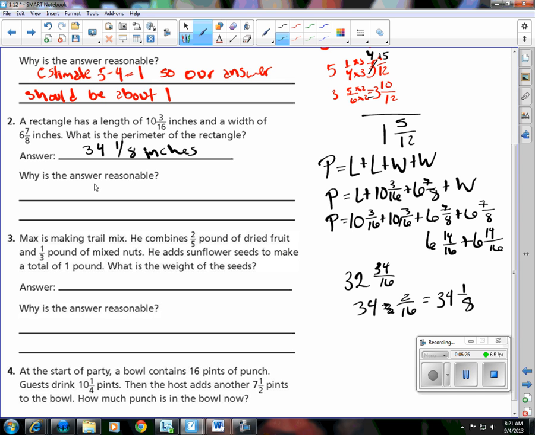Is my answer reasonable? If I estimated and I said 10, 20, if I bumped that up to 7, so I would say 10 plus 10 plus 7 plus 7, which equals 34. So yes, my answer is reasonable.